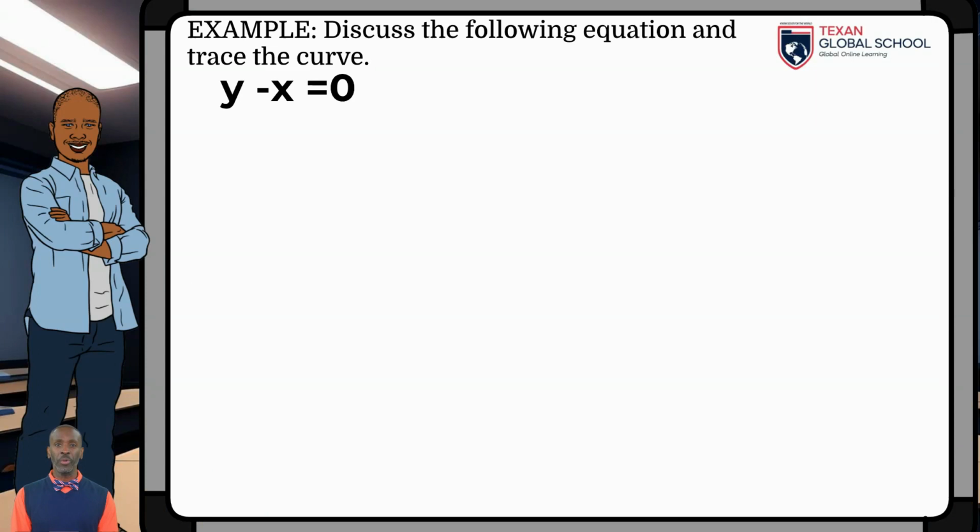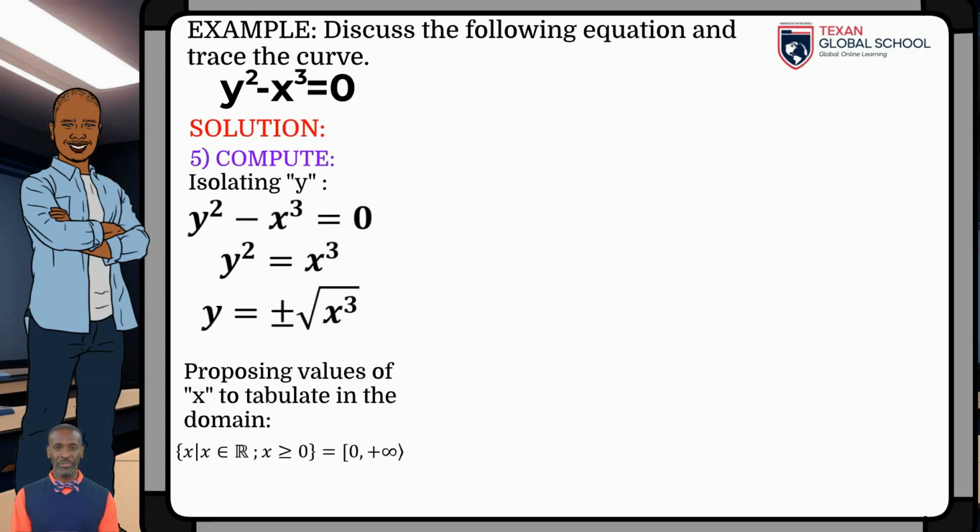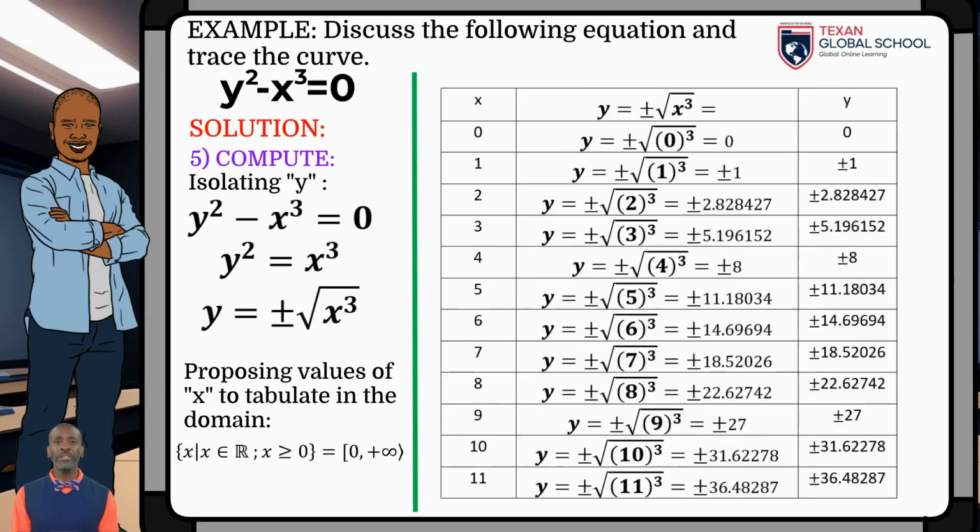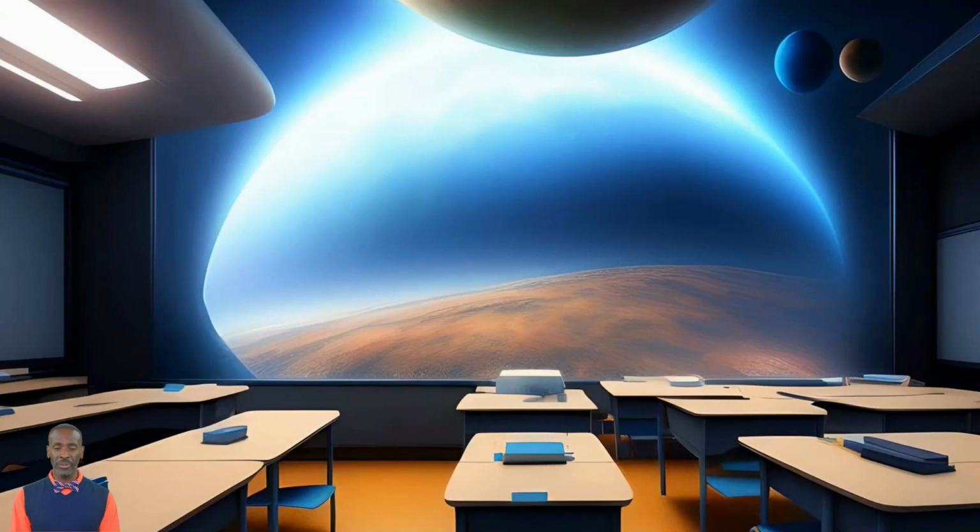Finally, compute the coordinates and plot. For the tabulation, isolate one of the variables, in this case y, and propose values within the obtained domain, any real number greater than 0. Plot the proposed values to obtain the given equation's behavior.